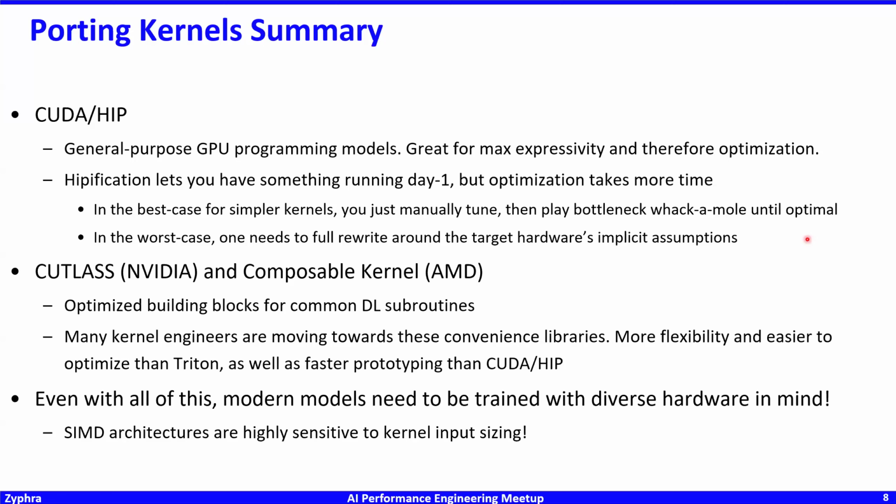Like I was saying earlier, the bottleneck is maybe register pressure. So you fix that one, and then it's in the L1 cache thrashing, and you fix that one, and so on. Eventually you'll get something that is tuned for whatever hardware you're trying to optimize for. In the worst case, one needs to fully rewrite around the target hardware's implicit assumptions. This is exactly what I had to do for the Zyphra blog on flash attention. So if you're interested in what that looks like, please read the blog.